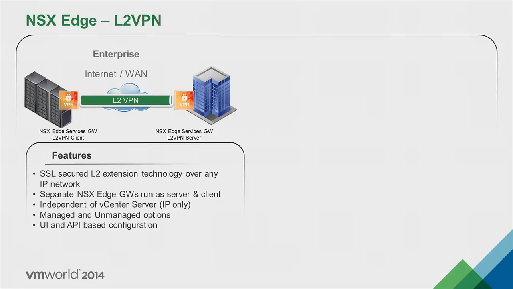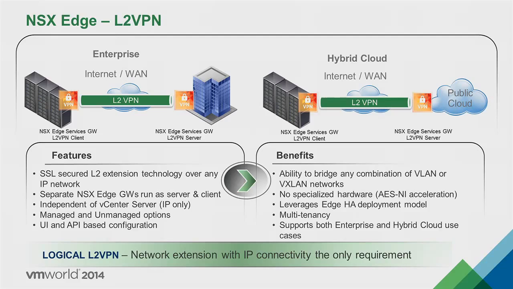And finally, L2 VPN. It's the final feature of NSX that we're going to cover. It's provided by the NSX Edge Services Gateway. I'm going to come back to this in a bit more detail, but at a high level, what the L2 VPN provides us is an SSL secured layer 2 extension over any IP network. We run an NSX Edge Gateway in one location as an L2 VPN client, while another edge in a different location and different administrative domain runs as an L2 VPN server. It provides us the ability to extend any combination of VLAN or VXLAN networks, all with no specialized hardware and leveraging the multi-tenancy available in the platform. So L2 VPN gives us network extension with IP connectivity as the only requirement.